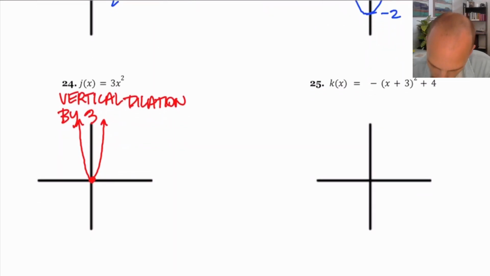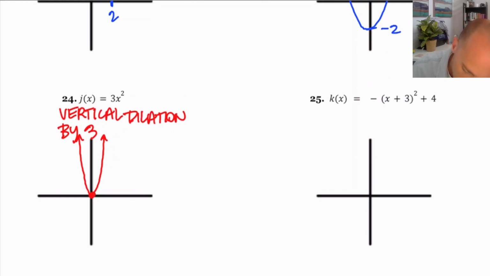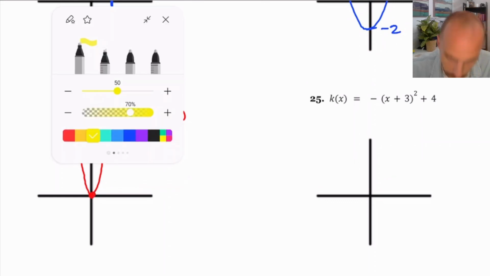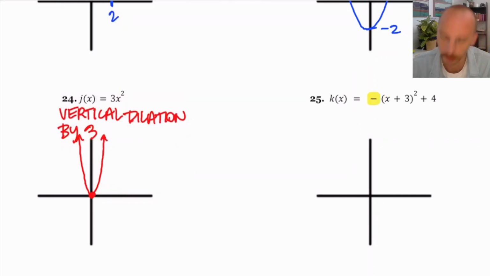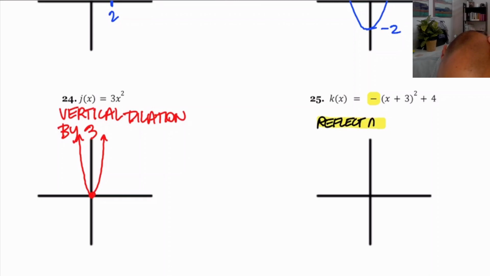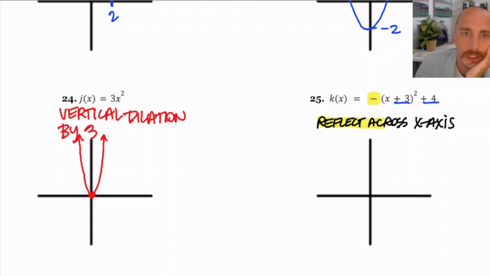Here we've got negative x plus 3 squared plus 4. So there are 2 different things going on here. I've got the negative, which is going to turn the parabola upside down, right? It's going to be a reflection across the x-axis. So I might just write that in here. Oh, whoops, wrong pen. Across the x-axis. And then we've got the x plus 3 squared and then the plus 4. So that'll be a shift left 3 and up 4.